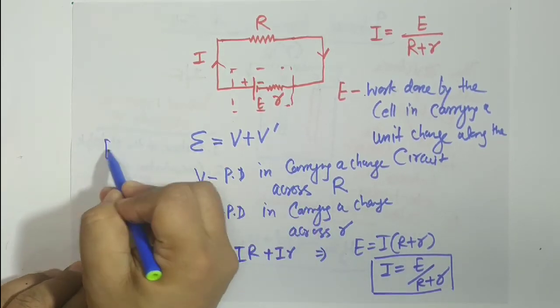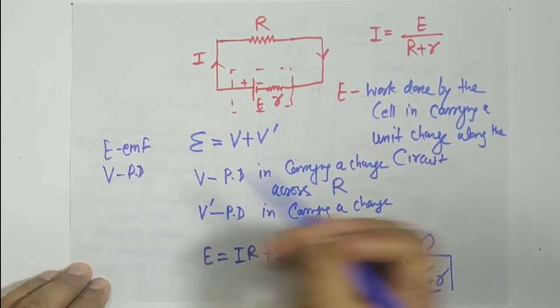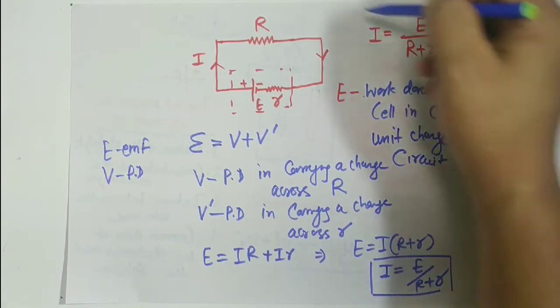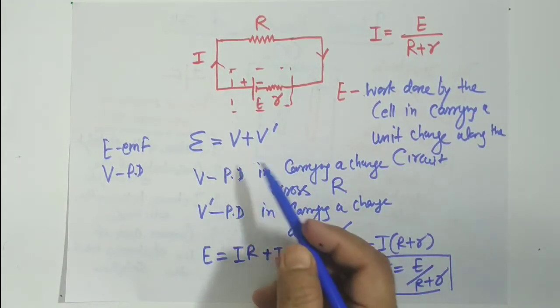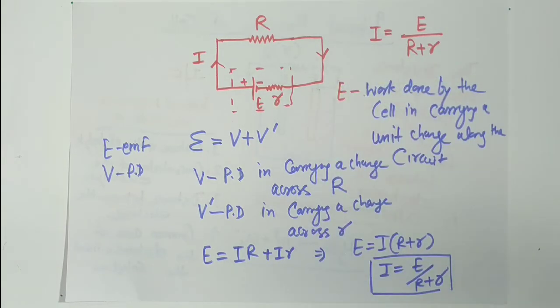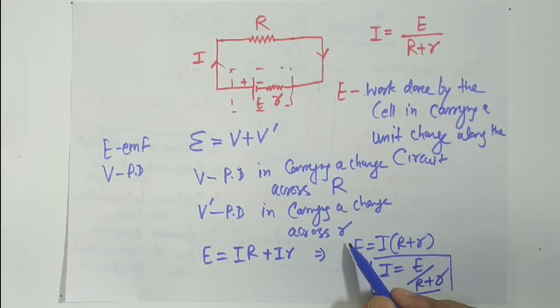Here E is what? EMF and V is what? Potential difference. So repeating again, this will be the current in the circuit. What is the EMF? Work done by the cell in carrying unit charge along the circuit. It is the sum V plus V dash. V is the potential difference in carrying a charge across R, and V dash is the potential difference in carrying a charge across small r. So this is the equation.